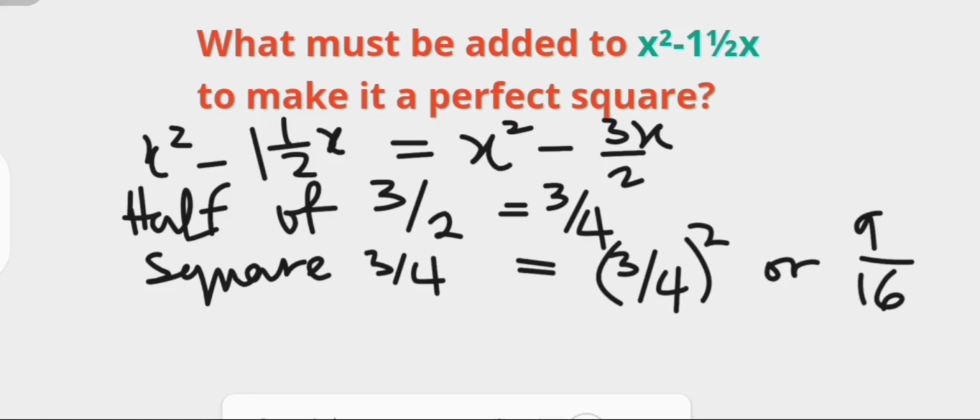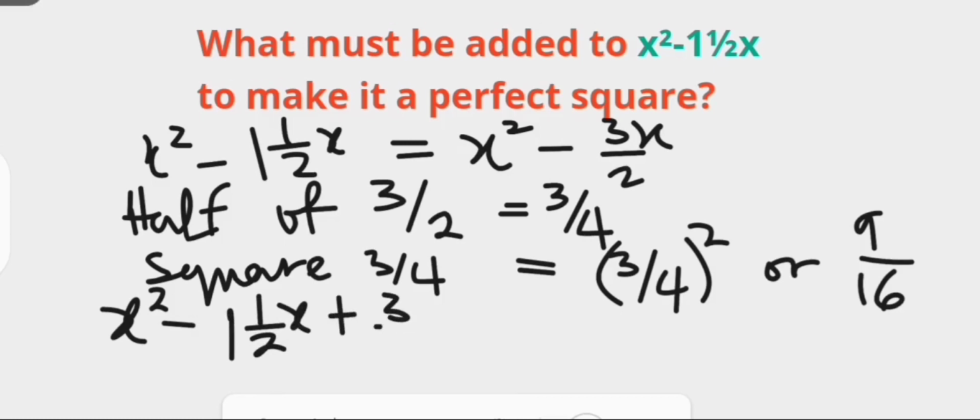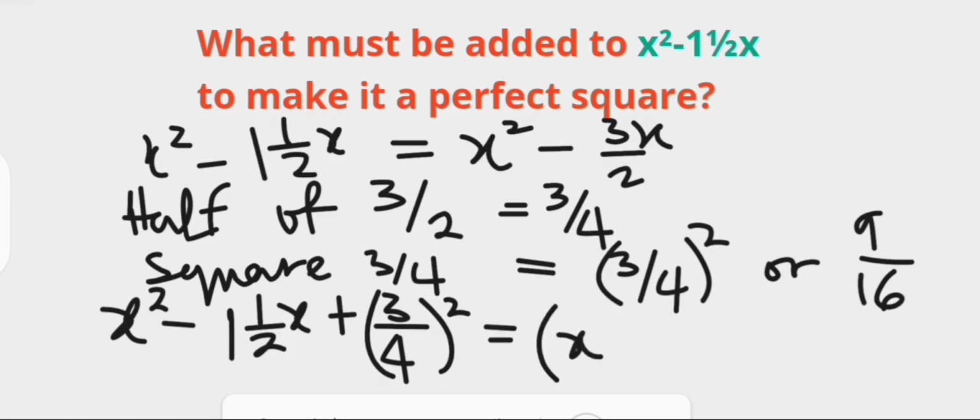So what to add to make it a perfect square is 3 over 4 squared, or 9 over 16, meaning that the expression becomes, as a perfect square, x squared minus 1.5x plus 3 over 4 squared, which factors as x minus, because the coefficient of x is having a minus, x minus 3 over 4 all squared.